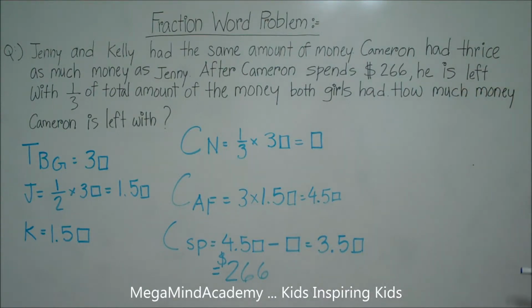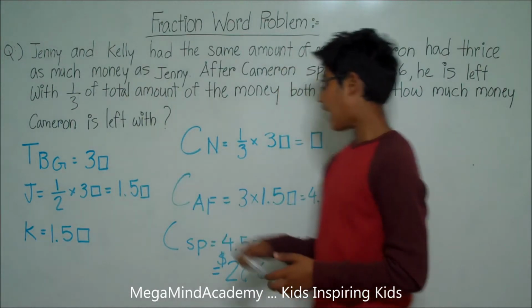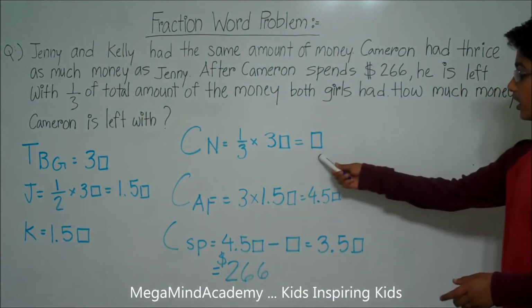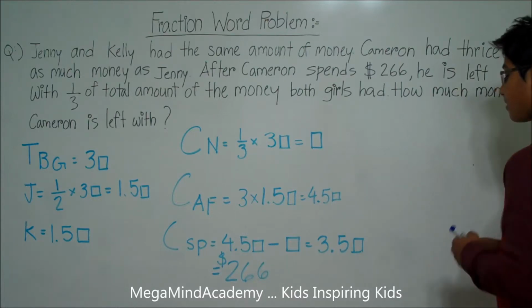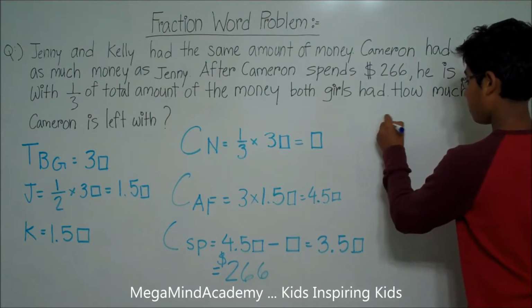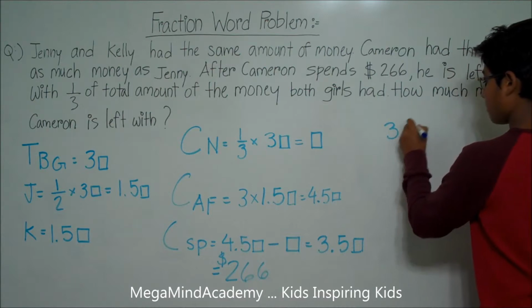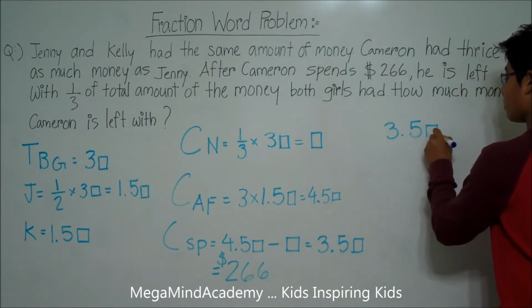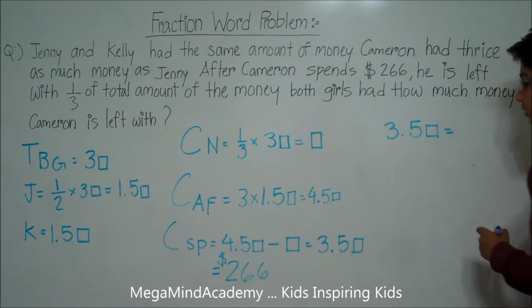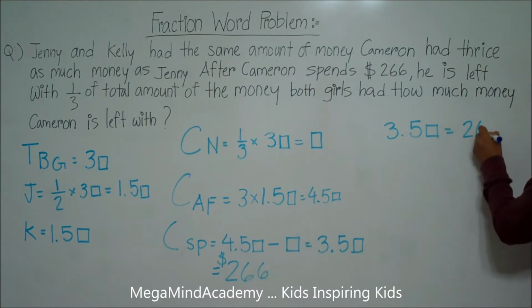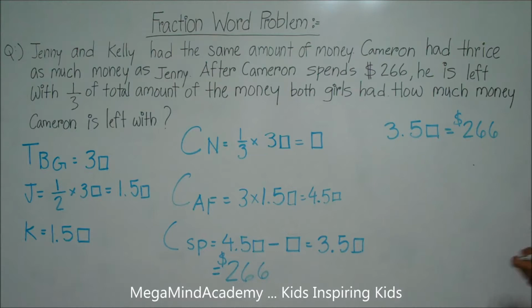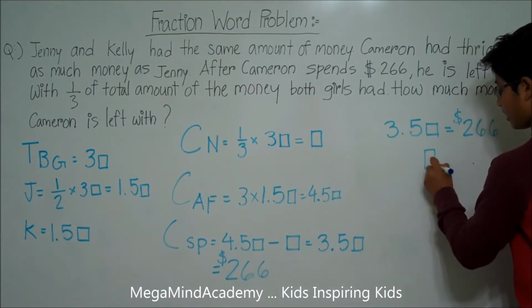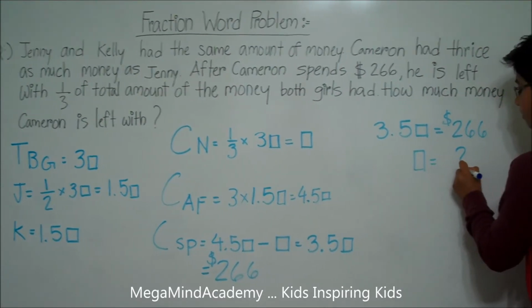And the problem is asking for how much money Cameron is left with. And we know that Cameron is left with 1 unit. So let's find out how much money 1 unit is. So we know that 3.5 units is equal to $266. So this means that 1 unit is equal to how much?